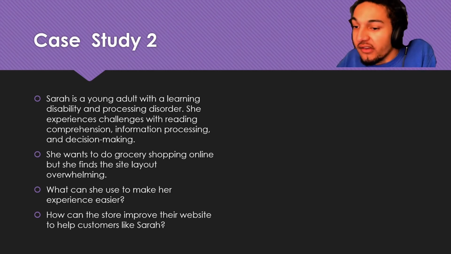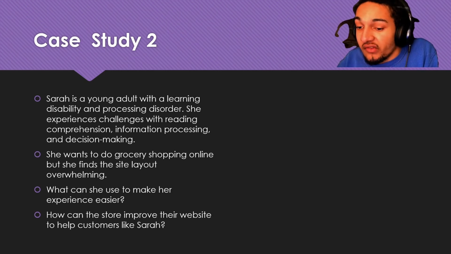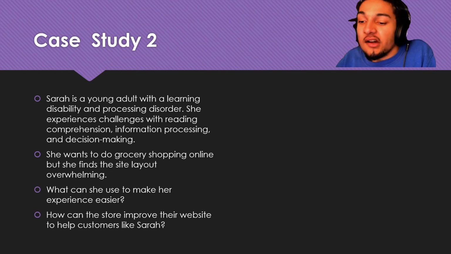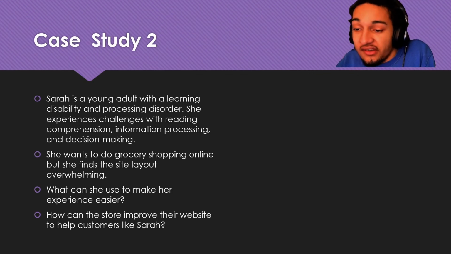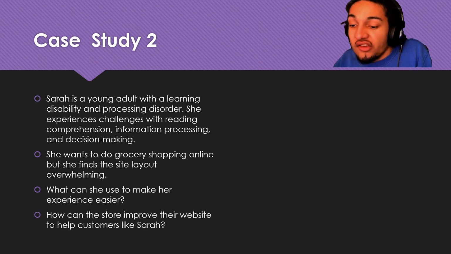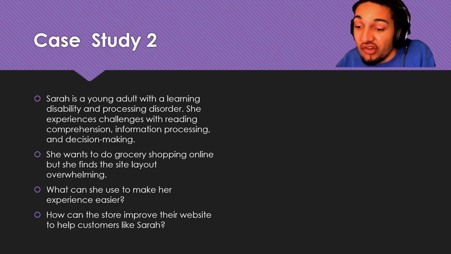Again, same questions. What can Sarah do? She's got a learning disability and processing disorder. She wants to do grocery shopping online, but she finds the site layout overwhelming. What can she do to make her experience easier? And how can the store improve their website to help other customers like Sarah?